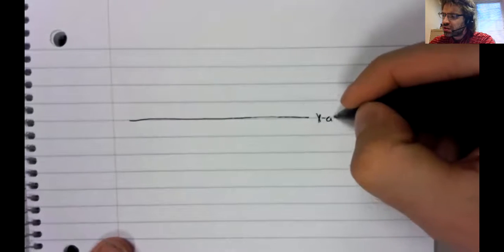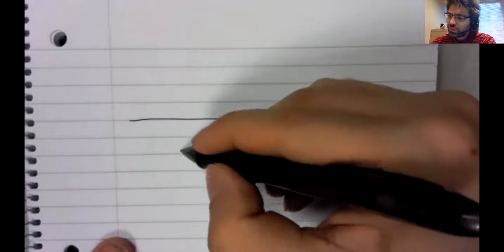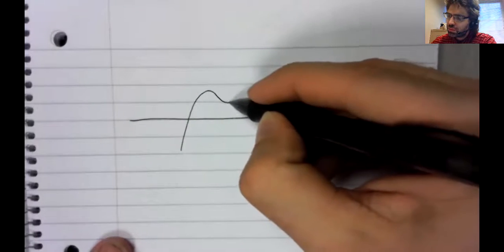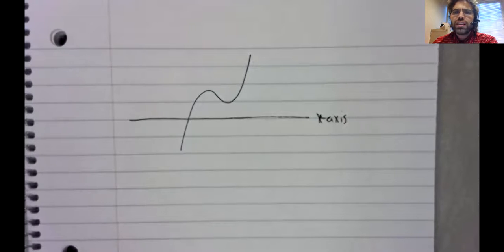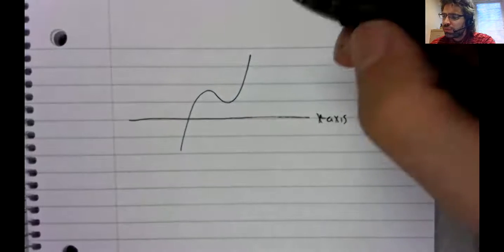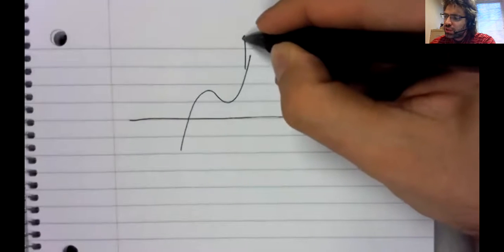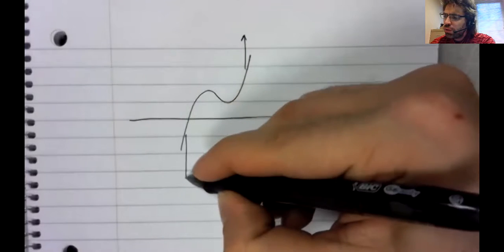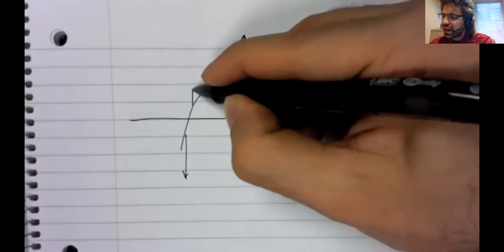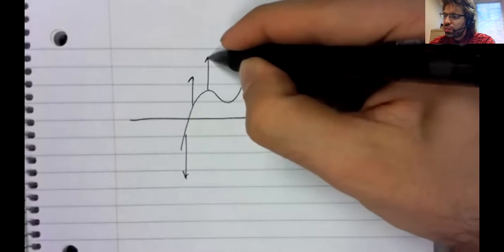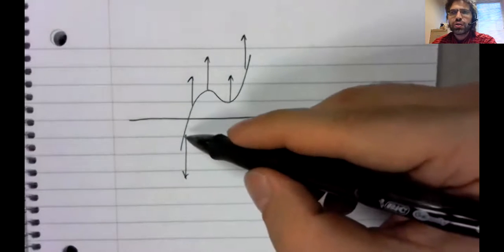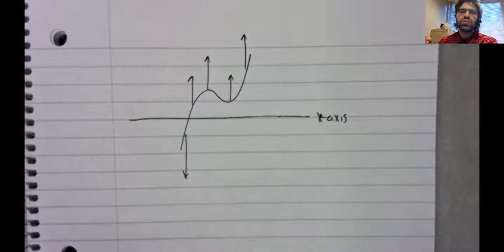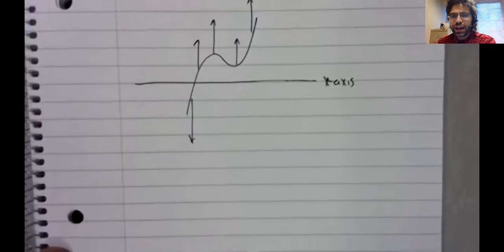We've got an x-axis and we've got some curve. We're going to talk about stretching this curve. And what we mean by that is stretching it away from the x-axis. So points above the x-axis are going to be pulled up. Values below the x-axis are going to be pulled down.